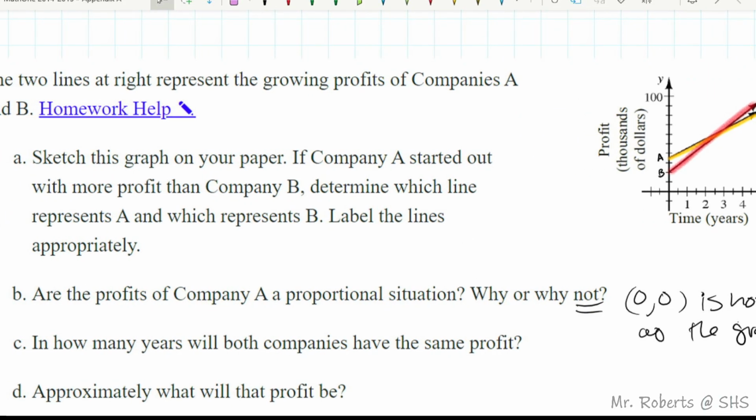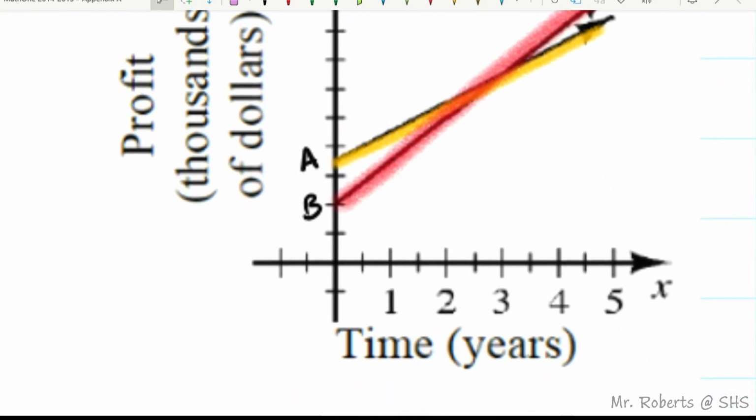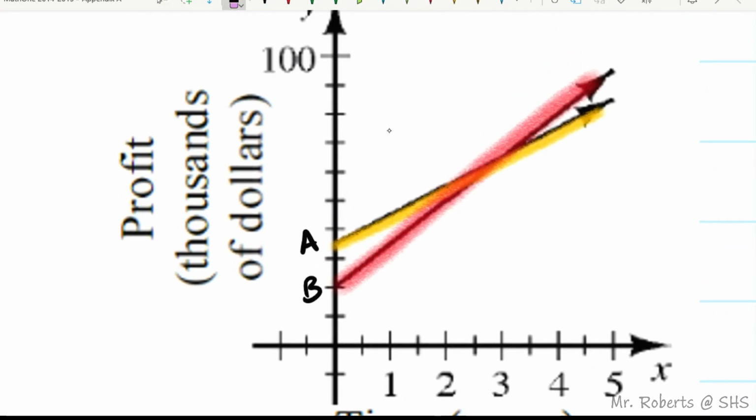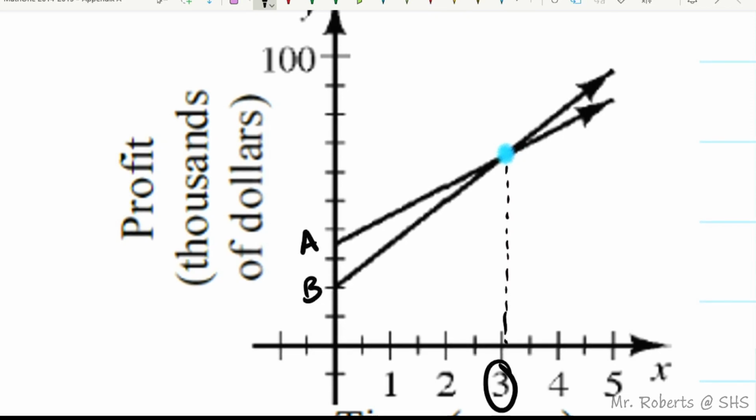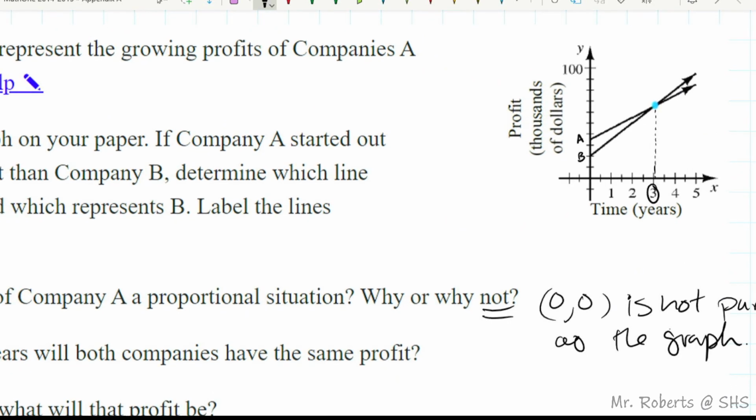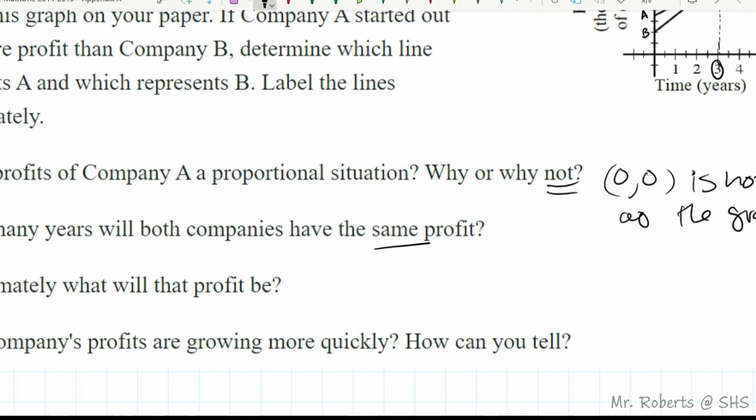Next, it says, in how many years will both companies have the same profit? Oh, well, the same profit's going to happen right here. Let me put a little blue dot right here where they overlap each other. And if I'm wondering where that's at, I'm just going to drop a line straight down. And it looks like it's very close to 3, right? So I would say maybe a little bit more, but the same profit is about 3 years.